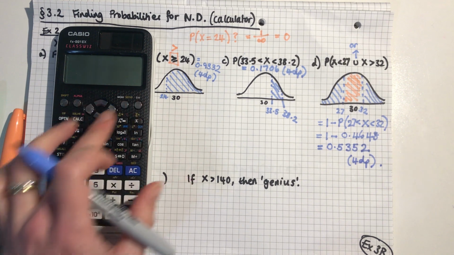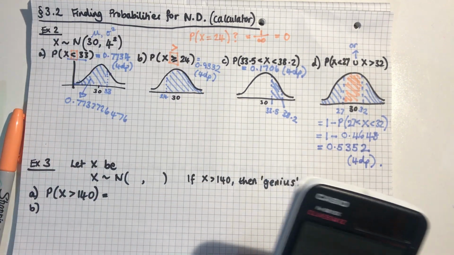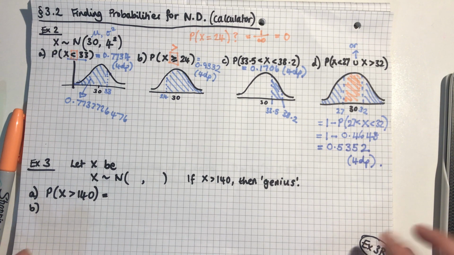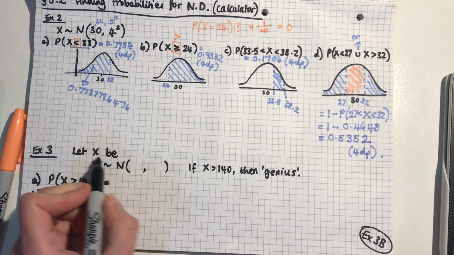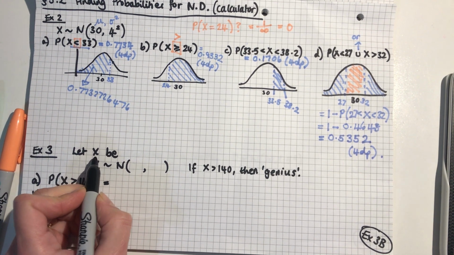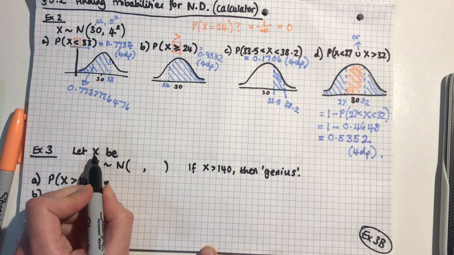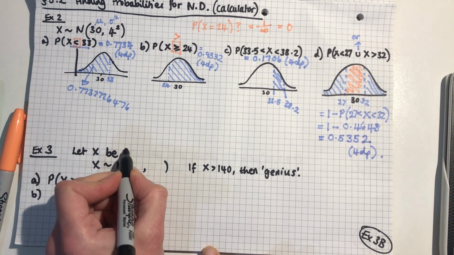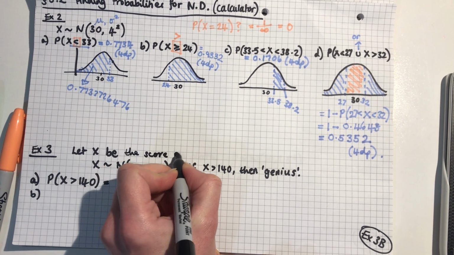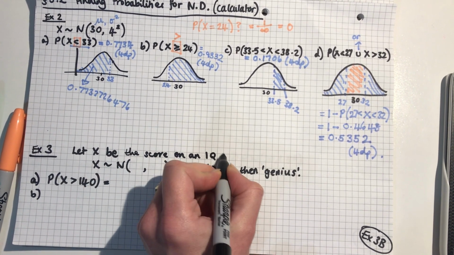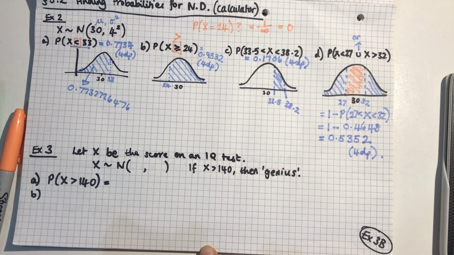Let's have a look at it with a question in context now instead. So example 3, we're told that an IQ test is applied to a population of adults. The scores on this IQ test form our continuous random variable x. And we're told, so let's write that down first, shall we? Let x be the score on an IQ test. So we'll define our variable first.